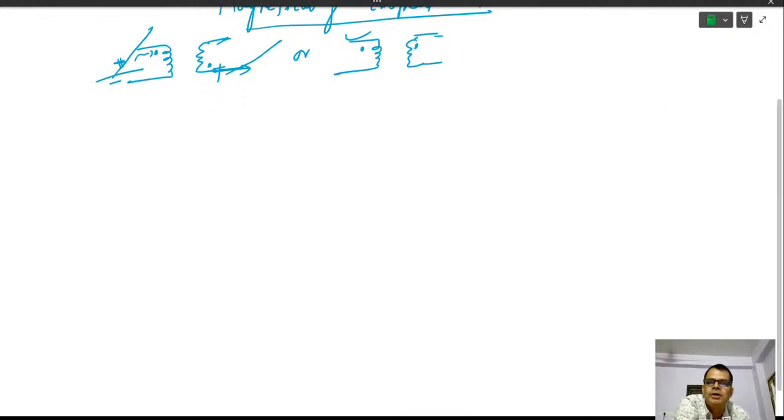How does the dot come? How can you determine the dot? The dot can be simply determined by Lenz's law. Lenz's law. The famous law is Lenz's law.